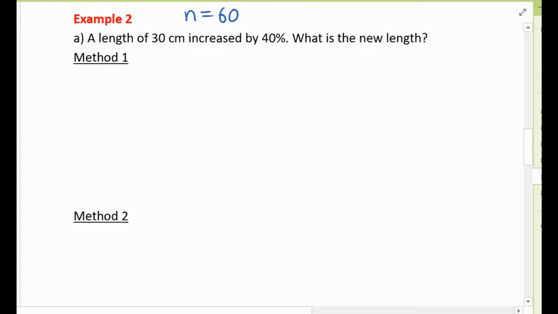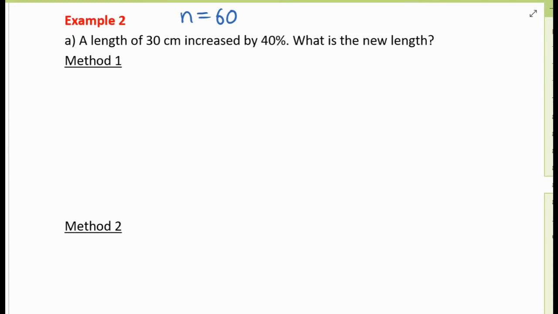Example 2. A length of 30 centimeter increased by 40%. What is the new length? Right, there are two methods. Method 1. So I want you to write it down. The increase. So the increase is 40% of 30 centimeter, right? 40% of 30 centimeter. So I want you to calculate it.